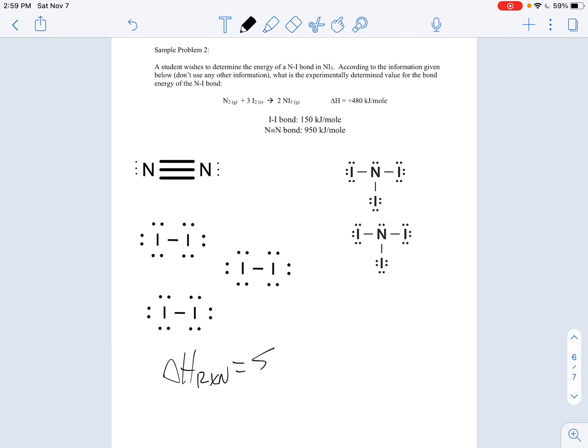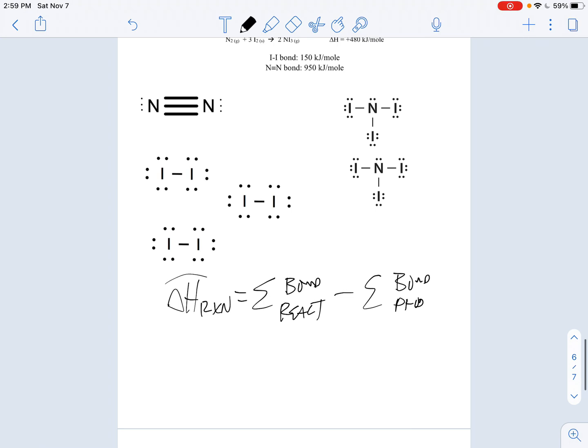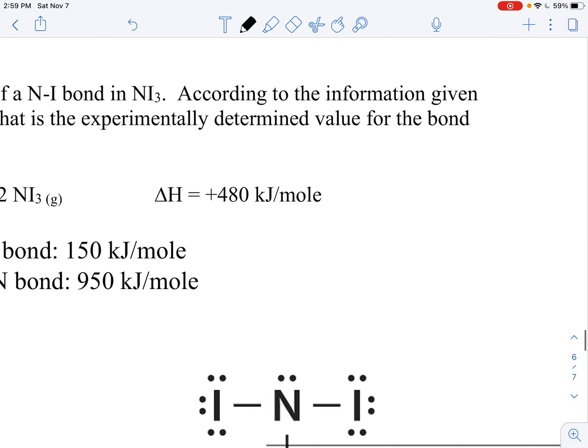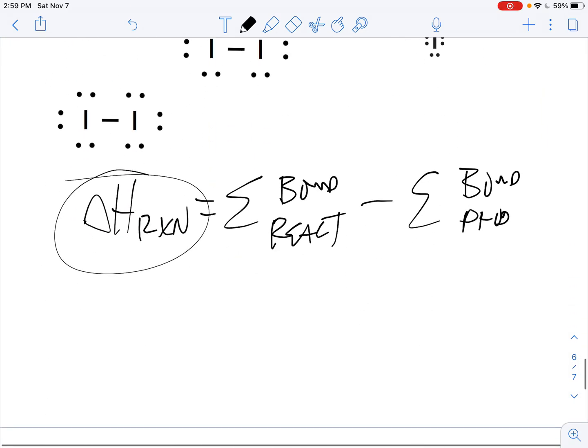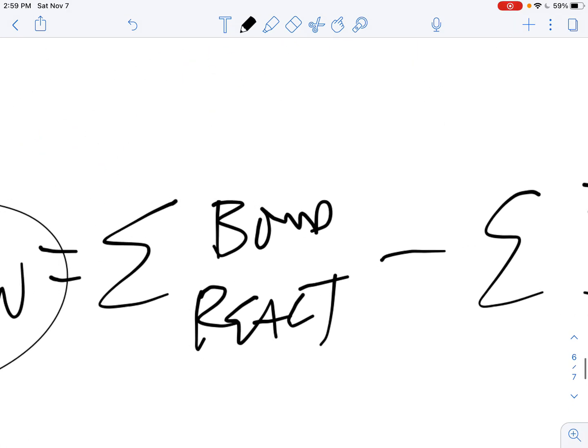So we know that the delta H of our reaction is going to be equal to the sum of the bonds of the reactants, the ones that you have to break, minus the sum of the bonds of the products, the ones that you get to make. So what is that going to be? Well, actually, they gave us delta H in this process. They told us it was positive 480. Okay, so I'm just going to go ahead and put that number in, positive 480.